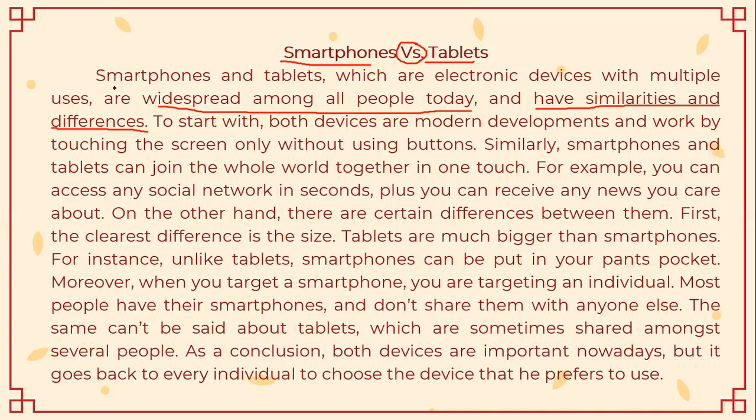and differences. You can get rid of this part, which are electronic devices with multiple uses. It's not necessary, but I added it. The important thing is that you mentioned a general idea that they are widespread among all people. Since they are widespread, and most people use them, they have similarities and differences.